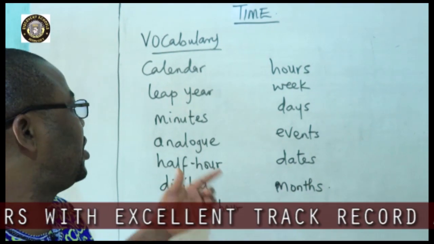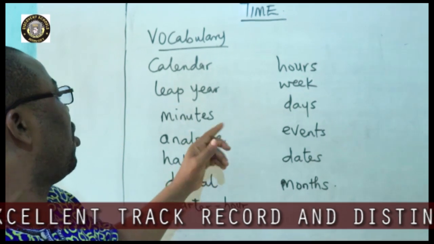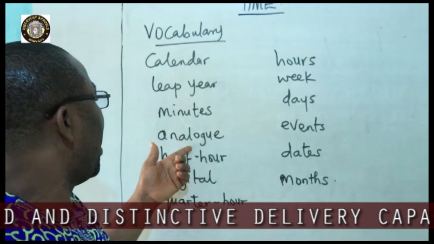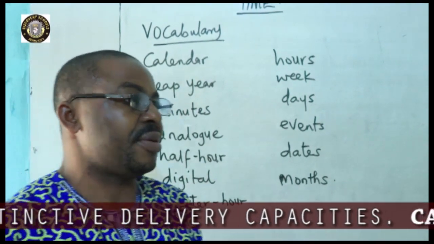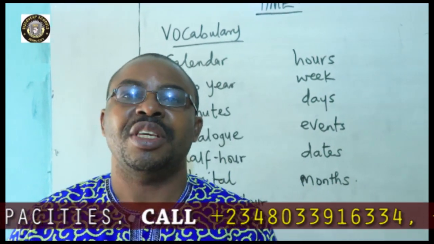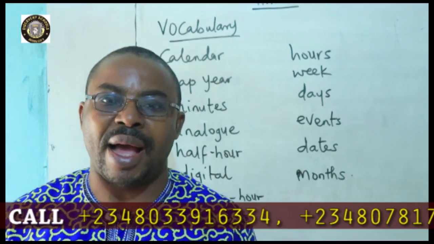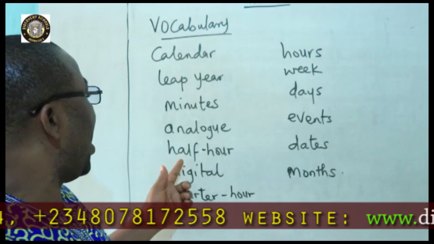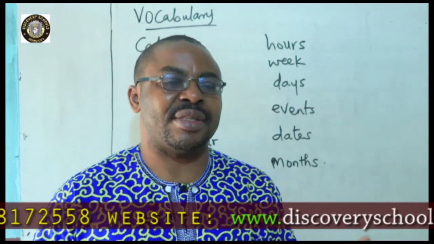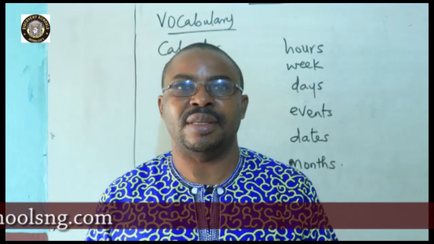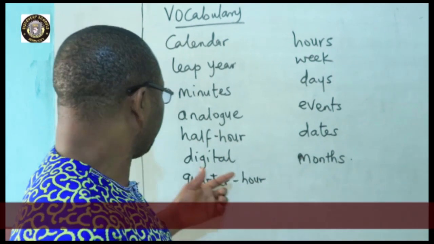Minutes. Minutes is the longer hand of your time. We shall look at that. Analog means reading the hour and the minute hand of a clock. Half hour, we shall look at it, is just like, let's say, 30 minutes past 3 or 3:30. We call it half hour.